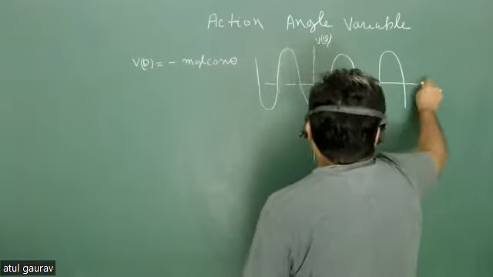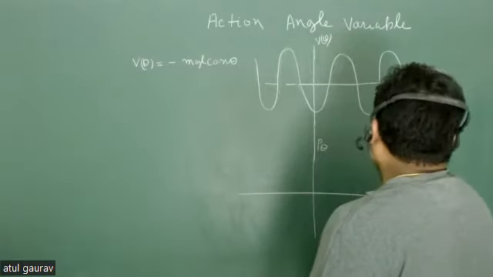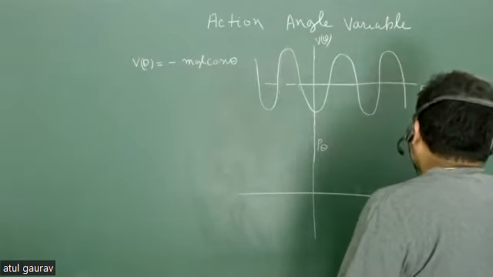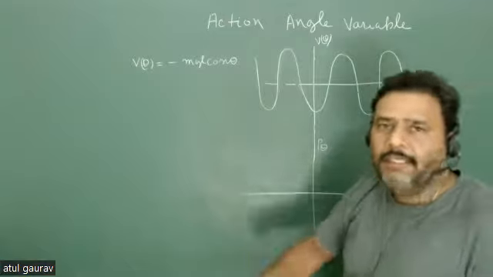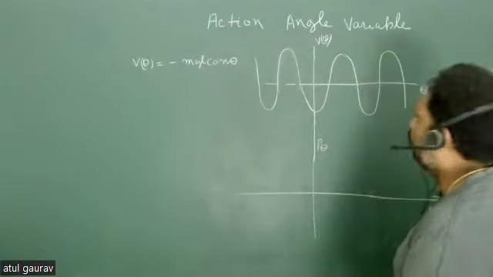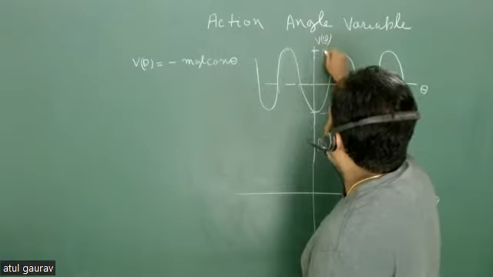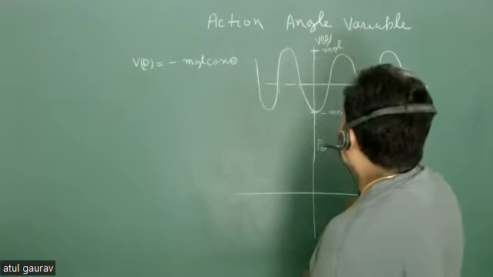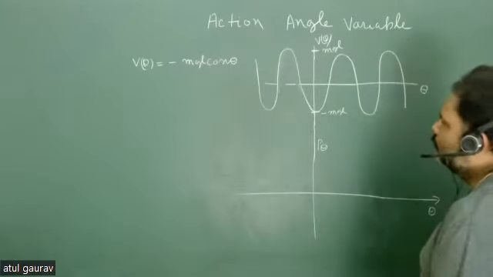Now we have to plot P_θ versus θ. P_θ is the momentum associated with θ, and that will actually be angular momentum, because we are rotating. Later you will learn that the momentum for rotation is angular momentum. Now look here. This value is minus mgl, and this value is plus mgl.